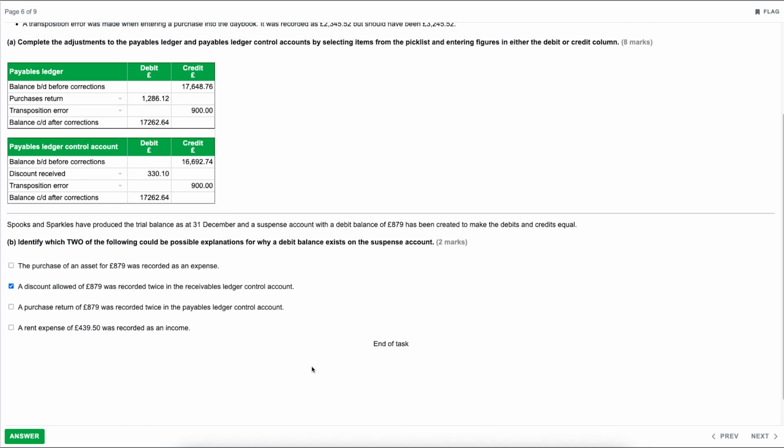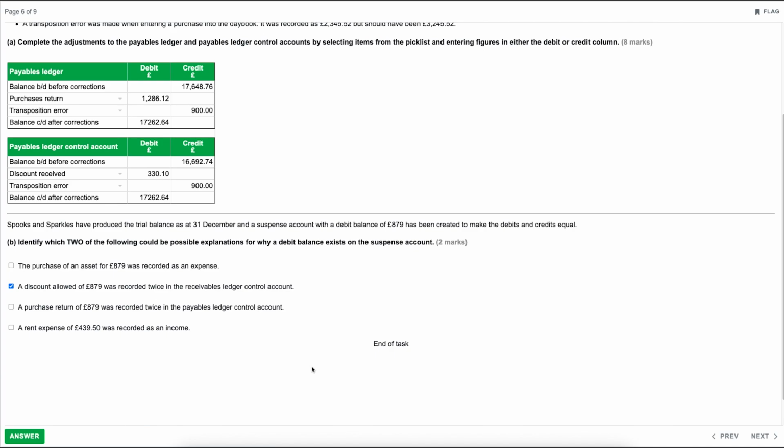The next one, a purchase return of £879 was recorded twice in the payables ledger control. Okay, so again, let's think about which side the purchase returns would go on in the payables ledger control. Well, the payables ledger control is a liability. It's money that we owe. We've just spoken about that.